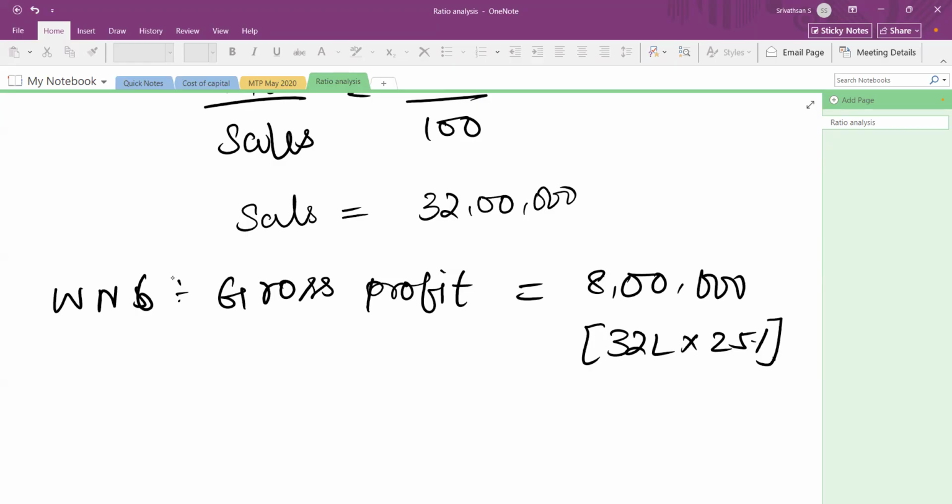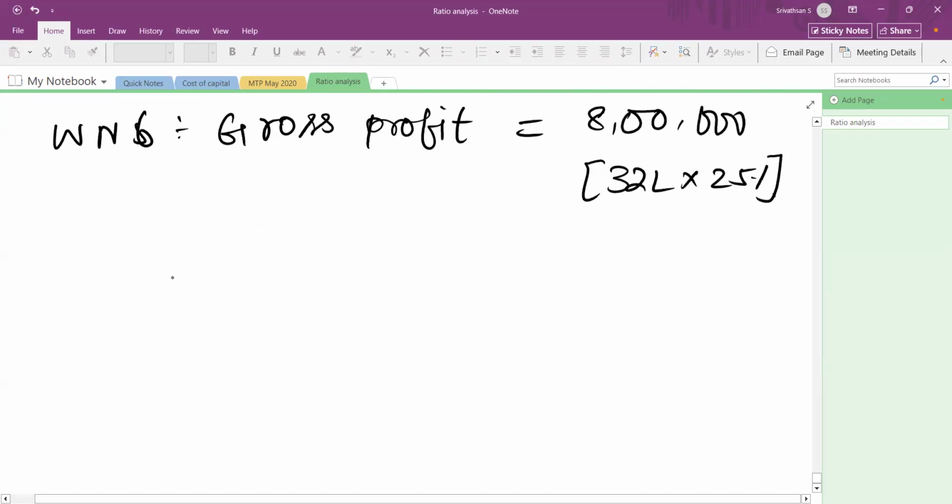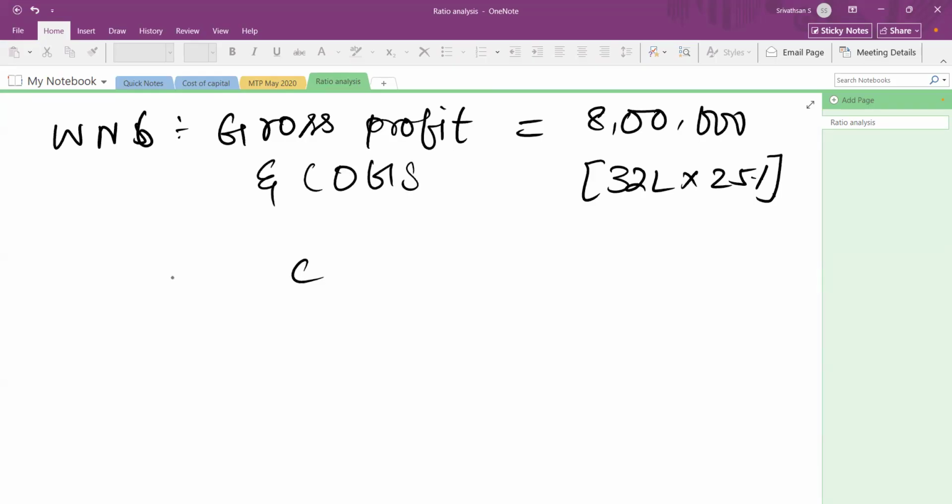Now, what could be the next step that we can go ahead? Any idea? Before that, what we have to calculate? We have to calculate COGS, right? So, working note number 7, or else you do one thing, don't write a separate one. Working note number 6, gross profit and COGS. So, COGS will be how much? 32 lakh sales, 8 lakh profit, remaining 24 lakh. You are all understanding how 24 lakh COGS? Did everyone understand? Clear?